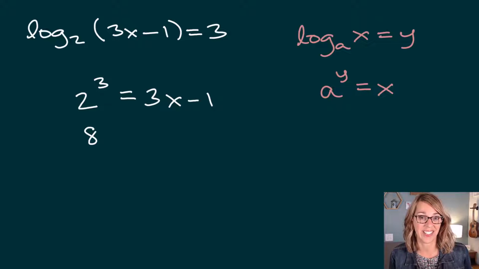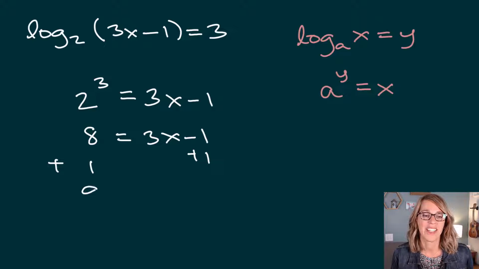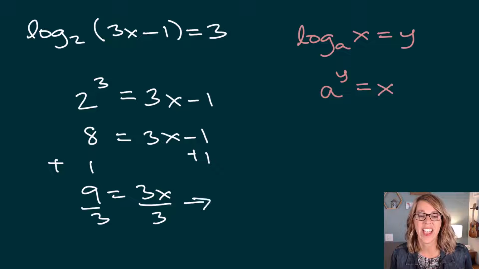Let's keep solving. I get 8, that's 2 cubed, is equal to 3x minus 1. Let's add a 1 to both sides. We get 9 is equal to 3x. I'm almost there. I divide everybody by 3, and I get x is equal to 3.